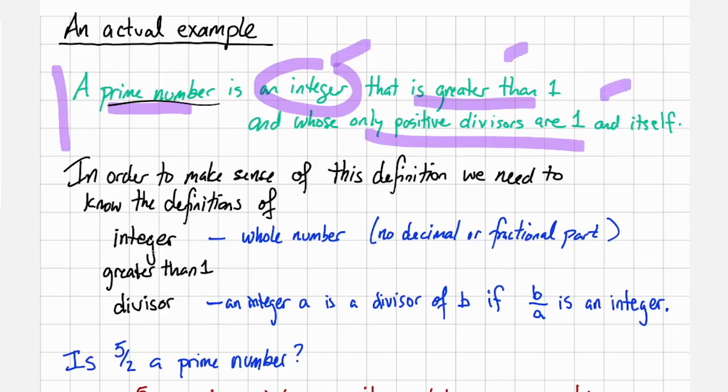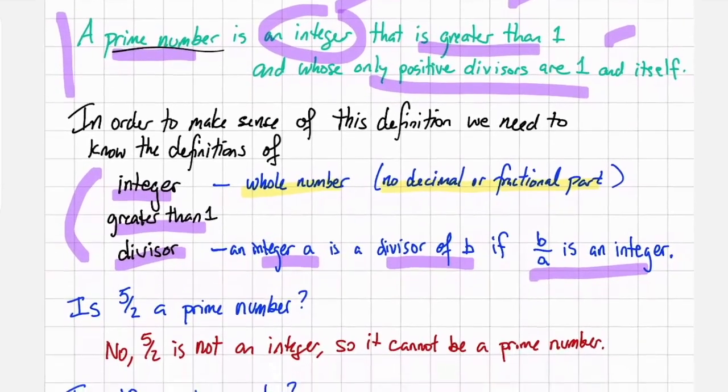We would need to know what an integer is. Remember, that's the same as a whole number, something that doesn't have a decimal or fractional part. We have to know what it means to be greater than 1. I'm going to assume that we all know that. And we have to know what a divisor is. Remember, an integer a is a divisor of b if b over a is an integer. Armed with this knowledge, we can figure out when a number is a prime number.